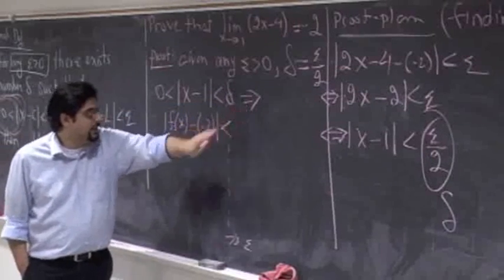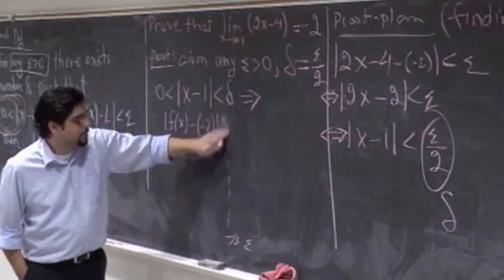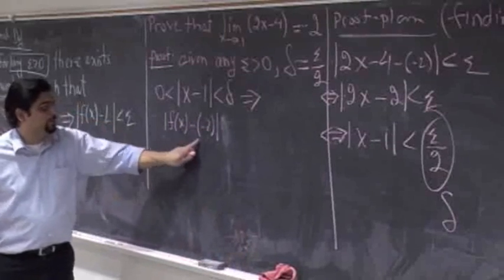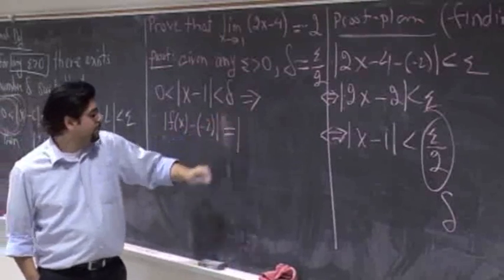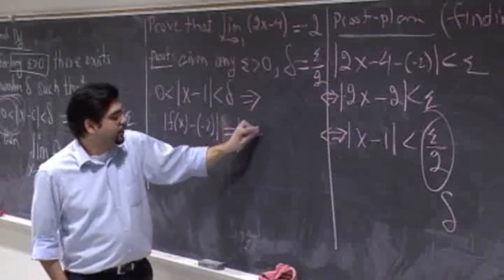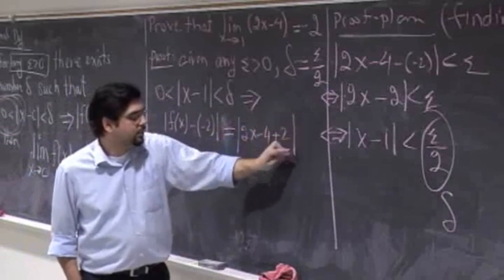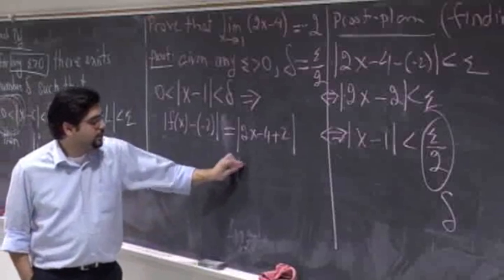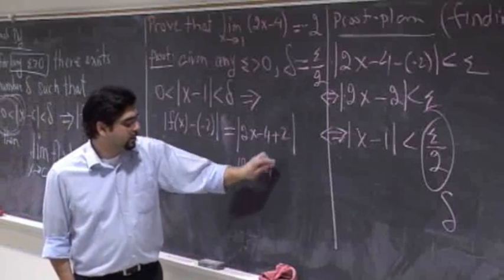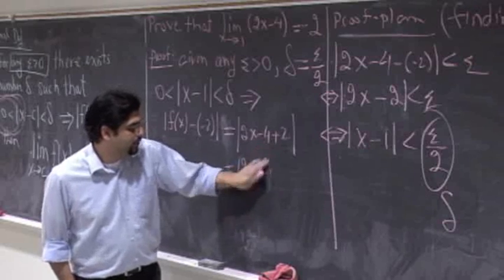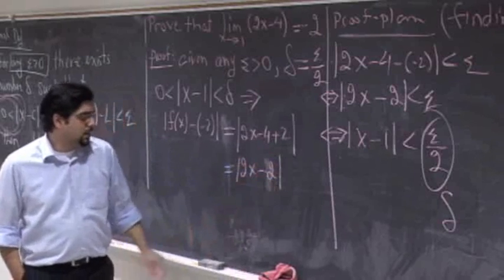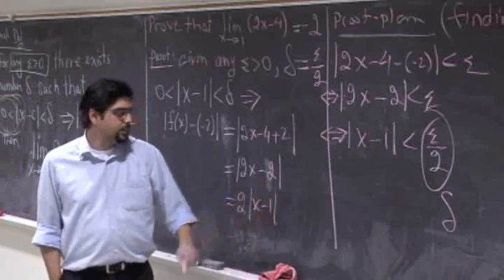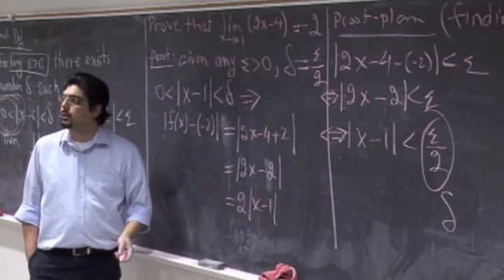If the absolute value of x minus 1 is less than delta, delta being that, but this is how we write it, then that implies, well, let's do some basic algebra. What is this equal to? f(x) plus 2, 2x minus 4 plus 2, right? Just plugging in f(x). Simplify that. 2x minus 4, oh, minus 2. And that's equal to 2 times the absolute value of x minus 1. So far these are all equal, right?